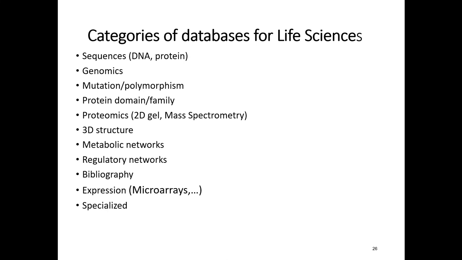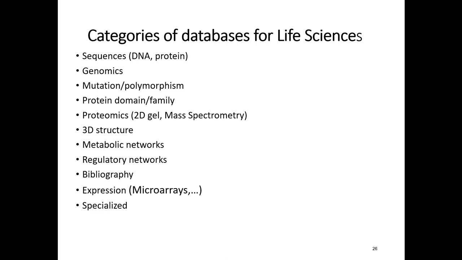Then there is a proteomics database in which two-dimensional gel images or mass spectrometry data are stored. Then there is a 3D structure database where the three-dimensional structures of proteins are stored. Then metabolic network databases, where the name of the database is KEGG, which contains metabolic pathway data.